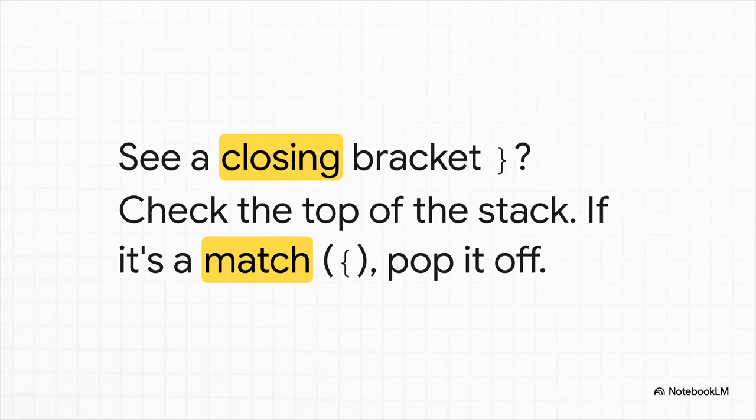Okay, now here's where the magic happens. We've just hit our first closing bracket. So here's our second rule. When you see a closing bracket, you peek at what's on top of the stack. Does it match? Well, we have a closing curly brace, and hey, what's on top of our stack? An opening curly brace. It's a match, so we just pop it right off. We've successfully closed that pair.